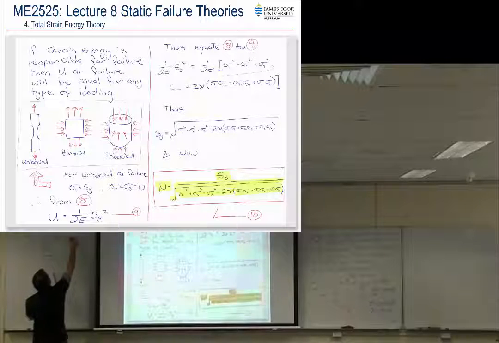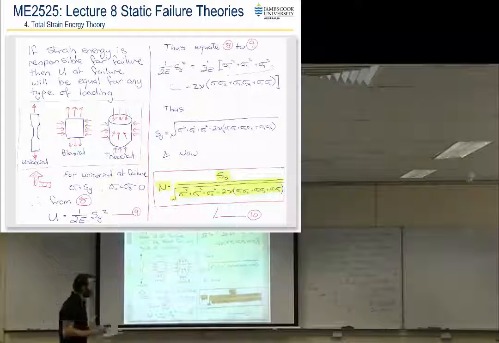68.75 megapascals. Sigma 2? Zero. Sigma 3? Negative 25.75 megapascals. Good. Tau max? 47.25 megapascals. 25 megapascals. Very good. Alright, so that's what we've got.